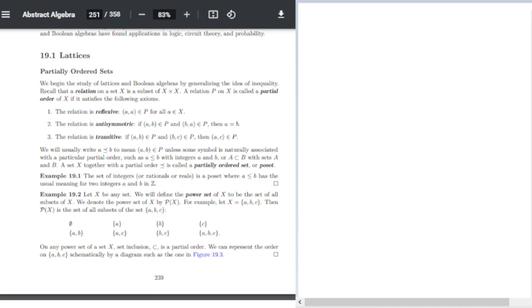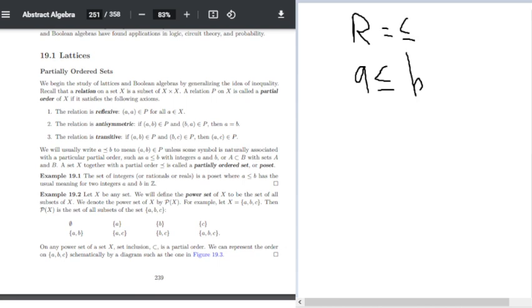Recall that a relation on a set X is a subset of the Cartesian product of X with itself. A relation P on X is called a partial order of X if it satisfies the following axioms. So the relation is reflexive. So calling the relation something like less than or equal to, we have A is less than or equal to B.